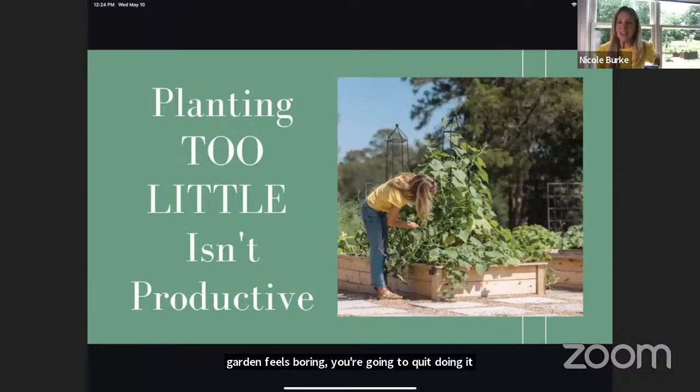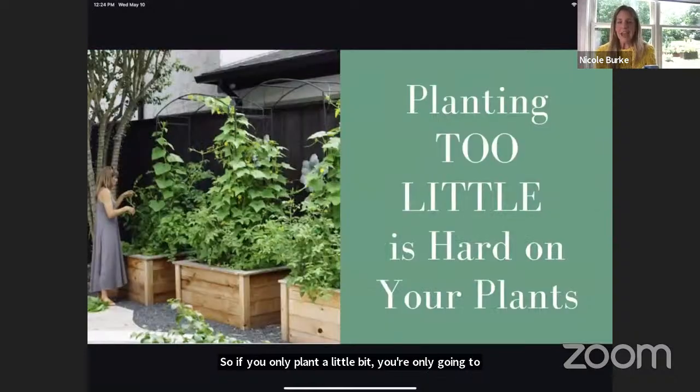Planting too little is also not very productive. If you only plant a few plants, then you're only going to get a few harvests. It's just the law of economics, right? Input equals output. So if you only plant a little bit, you're only going to get a little bit of harvest, and that's no fun, right? And then planting too little, believe it or not, is actually harder on your plants.